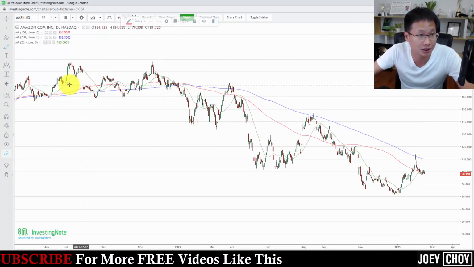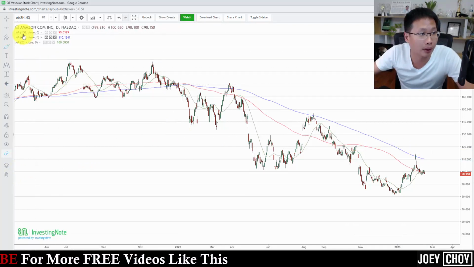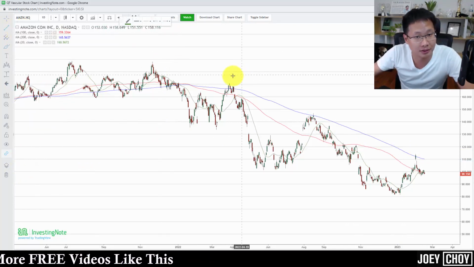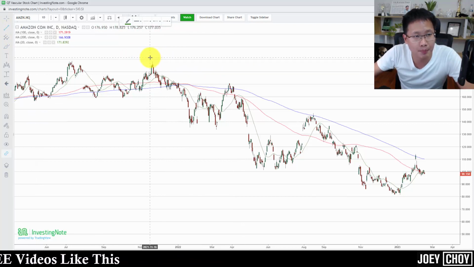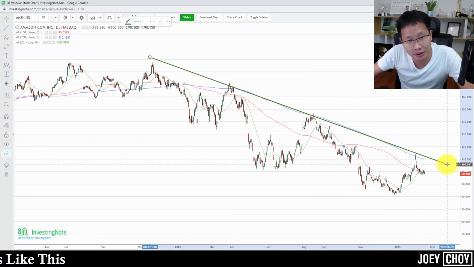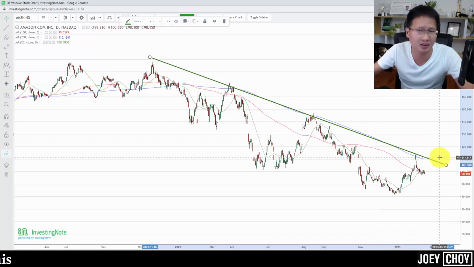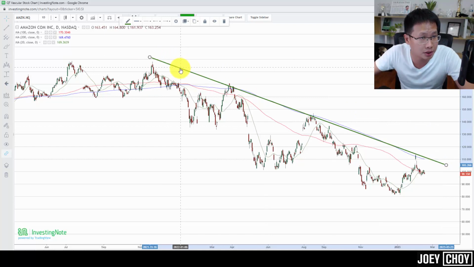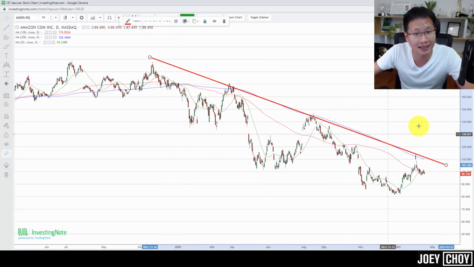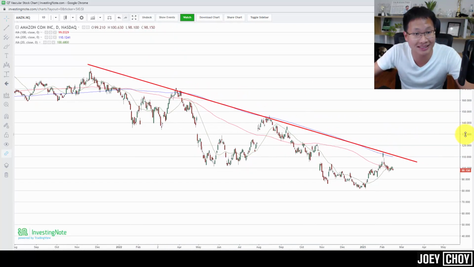Just by drawing this, or actually we don't even need to draw the line, you can see that, but let's draw that downward sloping channel resistance line. Very simple. Try to connect the best fit line right here. Sometimes it might not be the best fit. Sometimes 2 points might hit, sometimes 3, sometimes 5. The more points that touch that specific line, the channel resistance line, or the channel support line, the better it is. In this case, you can see that I've drawn this line right here. Let me change this to red in color, because this is a resistance line.